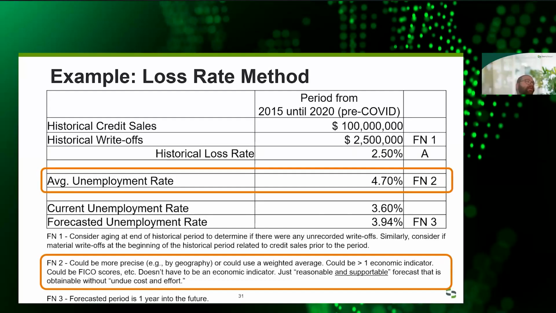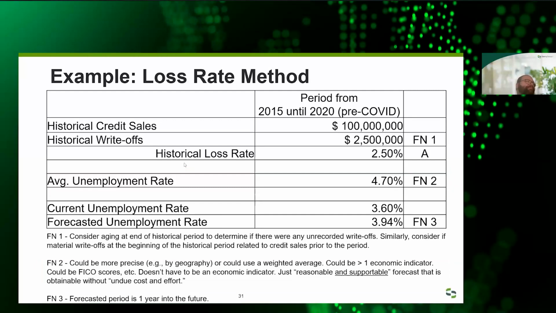Then they would say, hey, look, we believe the unemployment rate is what highly correlates with our collection history. And so they would say, what's our unemployment rate during that historical look back period, right? In this case, we'll say 4.7%. They could do average, they could weight it, they can do it by geography. There's a million different ways they can slice and dice this, but this is a simplified example.